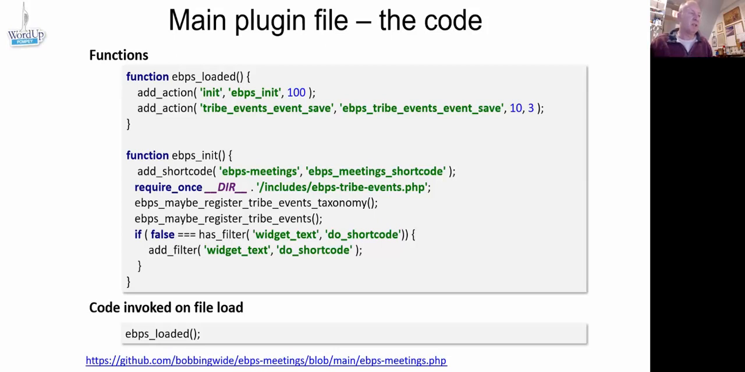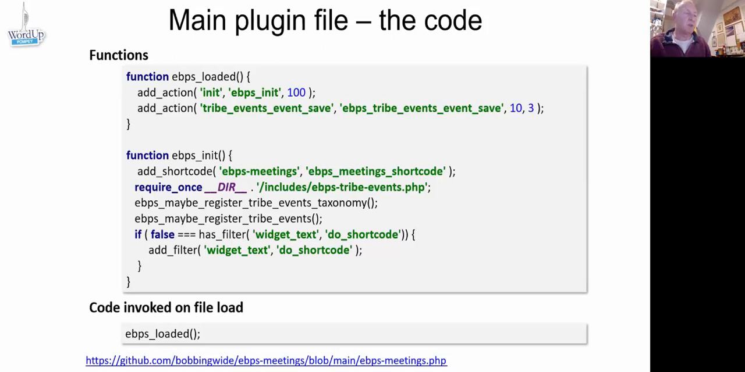In the function eBPS init, we use part of the WordPress API that says, right, I need to add this thing called a shortcode. The shortcode being eBPS-meetings, and my callback function for that is eBPS_meetings_shortcode. When someone codes the shortcode in the content or in the widget areas, then this is the function that's going to get invoked. We can't see that function yet.